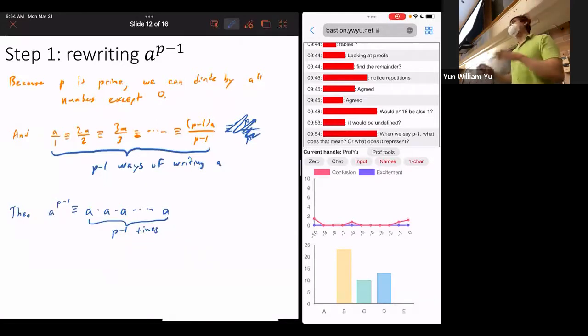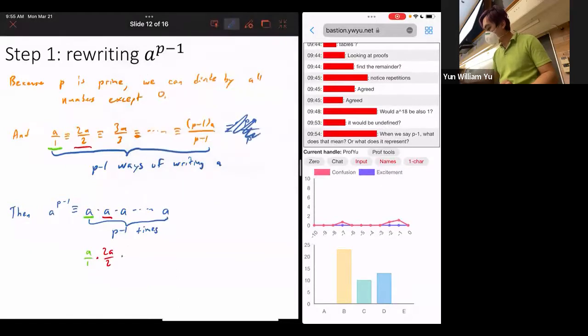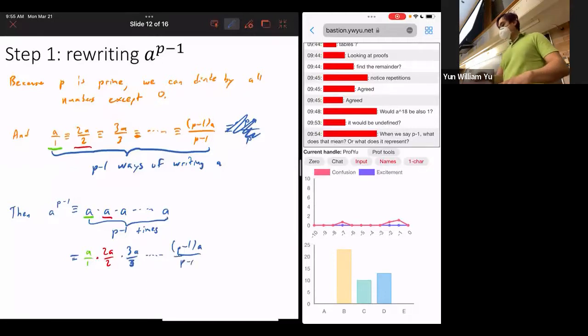Now the clever thing about this proof, and this is highly non-trivial to come up with, so don't worry, coming up with this idea is brilliant. We're just trying to understand it. For the very first of the a's, we're going to replace it with a over 1. For the second a, we're going to replace it with 2a over 2, and so on. So this is congruent to a over 1 times 2a over 2 times 3a over 3, and so on, all the way to p minus 1 times a over p minus 1. We're just doing our substitution, so that's all still fine. That's a weird way of writing out a to the p minus 1, and now we're going to try to understand that.